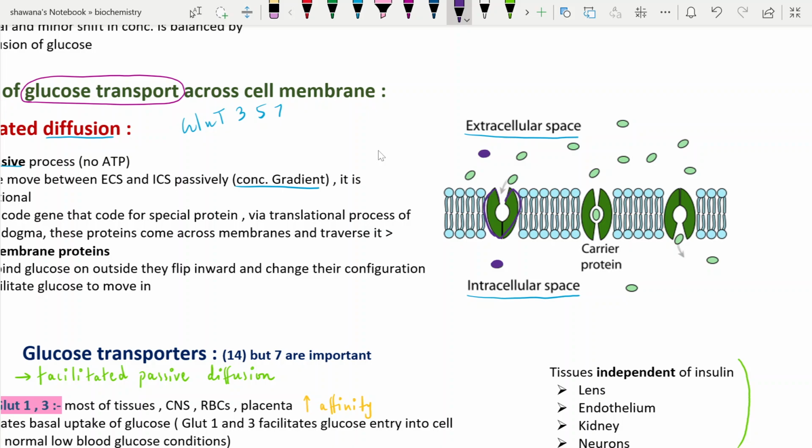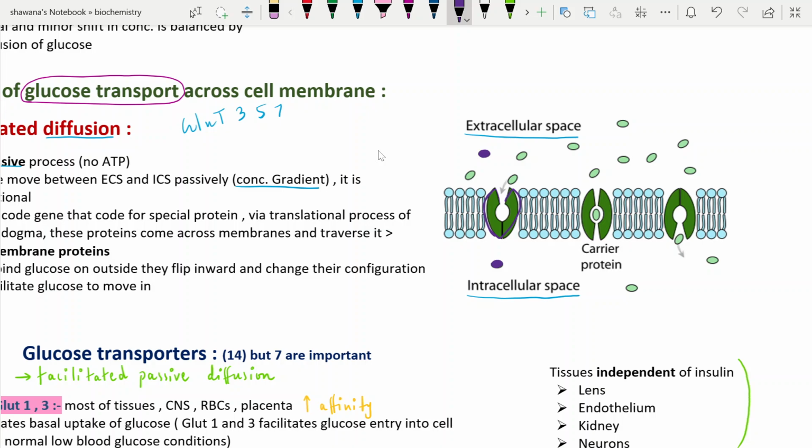And where are they produced? Our cell contains a nucleus, and inside the nucleus there is DNA, and DNA contains genes. The genes code for special proteins via the process of the central dogma. As you all know, proteins are produced from transcription of RNA from DNA and from translation of RNA to proteins. And these proteins traverse the membrane of our cells, and these are transmembrane proteins.